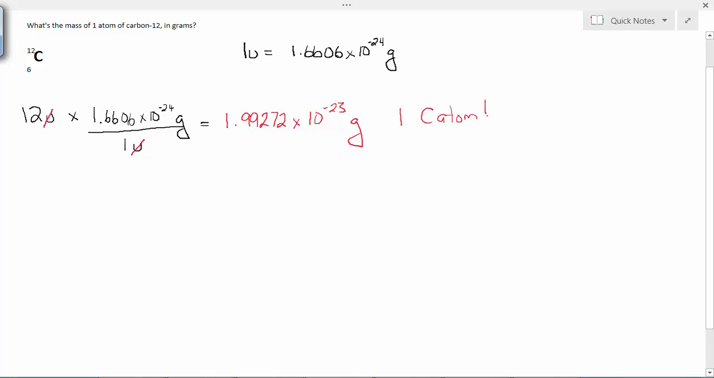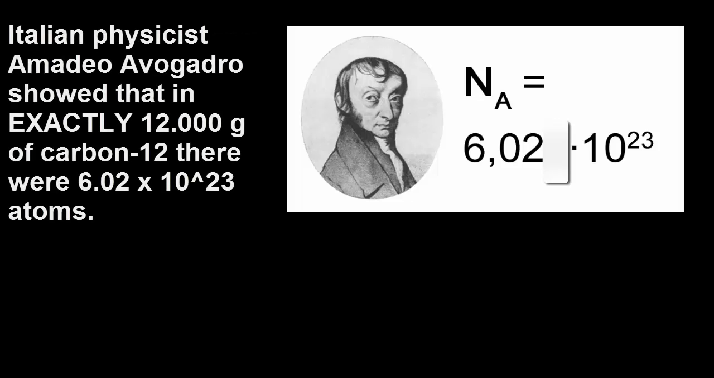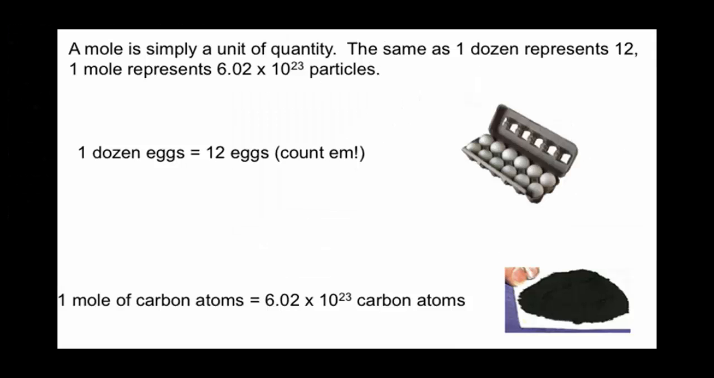But that's incredibly impractical. There's no balance that I could possibly have for our class or lab that could measure this. So I'm going to throw a random number at you. What about the mass of 6.02 times 10 to the power of 23 carbon atoms? Well, why this number? A scientist by the name of Amedeo Avogadro showed that in exactly 12 grams of carbon-12 there were exactly this many atoms. This number is now known as a mole.